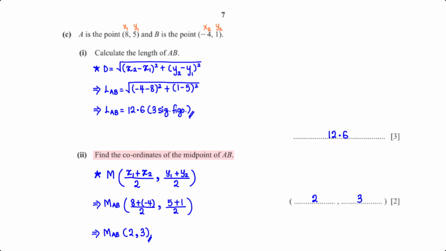Find the coordinates of the midpoint of AB. To find the midpoint of AB, we need to apply the midpoint formula. This is what we get when we plug in the coordinates of A and B into the formula. 8 plus -4 divided by 2 is 2, and 5 plus 1 divided by 2 is 3. And so the coordinates of the midpoint are (2, 3).